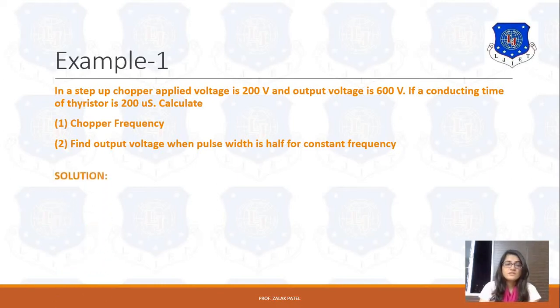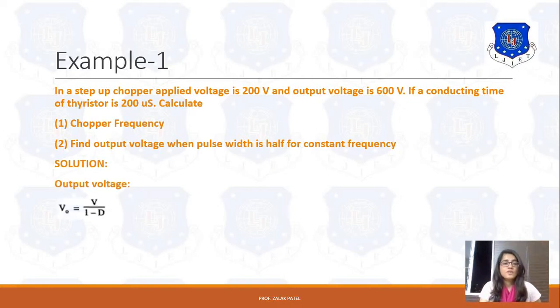So let's first consider the chopper frequency. For that, we will need the output voltage. So output voltage is given by V upon 1 minus D. We have all the values, and 1 minus D we have to put over here. D means duty cycle, so we have to put on time upon total time, and here we want chopper frequency, means 1 upon T is nothing but the frequency. So instead of 1 upon T, we write it as F.